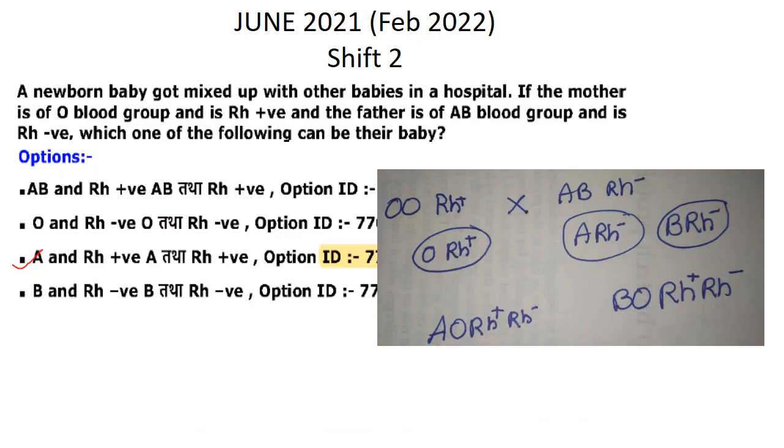So coming to the next session, that is shift 2, February 2022. First question. A newborn baby got mixed up with other babies in a hospital. If the mother is O blood group and Rh positive and father is AB blood group and is Rh negative, which one of the following can be their baby?